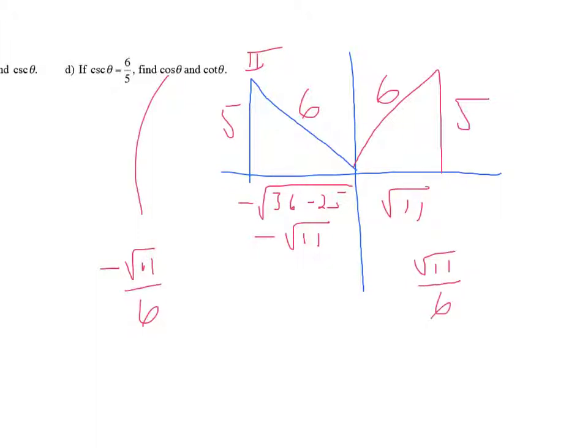If they're looking for the cotangent, in this quadrant it'll be 5 over negative root 11, which becomes negative 5 root 11 over 11 if you rationalize it. And of course, this is the same value, it's just going to be positive 5 square roots of 11 over 11.